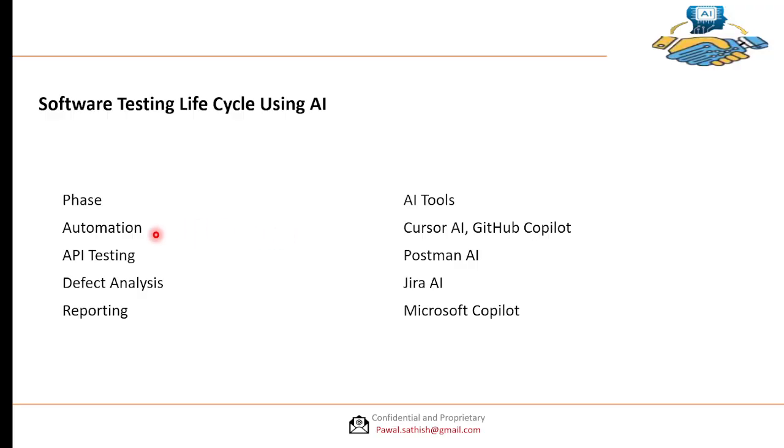Now, which tools can we use? For automation, we'll go ahead with Cursor AI, GitHub Copilot. For API testing, we'll go ahead with Postman AI. For defect analysis, if you're using Jira, we'll go ahead with Jira AI. For reporting, we'll go ahead with Microsoft Copilot. So this way we can use AI in all the phases of the software testing life cycle.